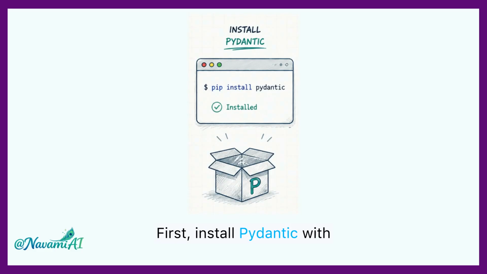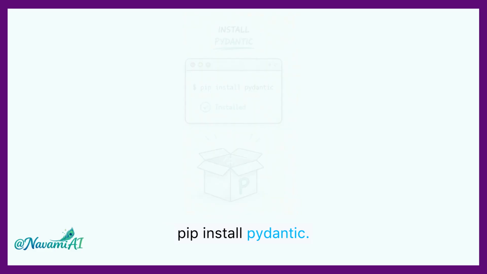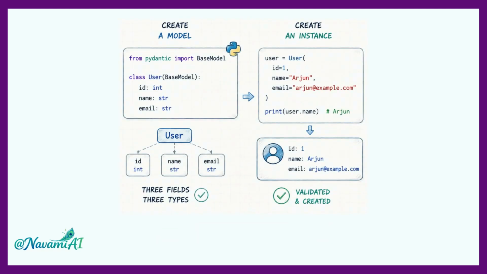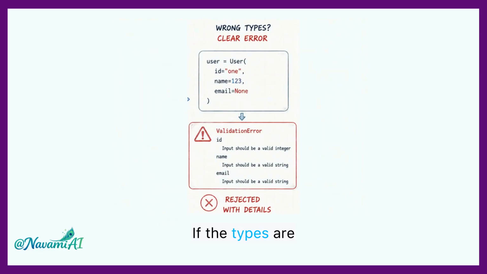First, install Pydantic with pip install pydantic. Now to create a model, you import BaseModel from Pydantic and inherit from it. See the example. That's your first Pydantic model. 3 fields, 3 type annotations, done. Now when you create a model, Pydantic validates the data at instantiation time. If the types are correct, you get your object. If they're not, you get a clear descriptive error.